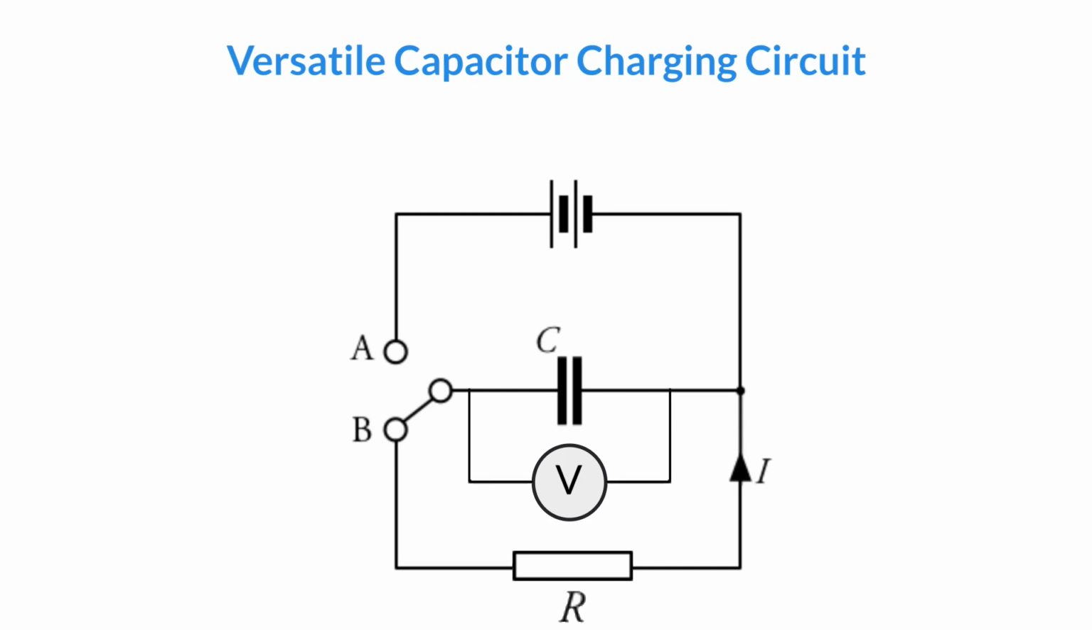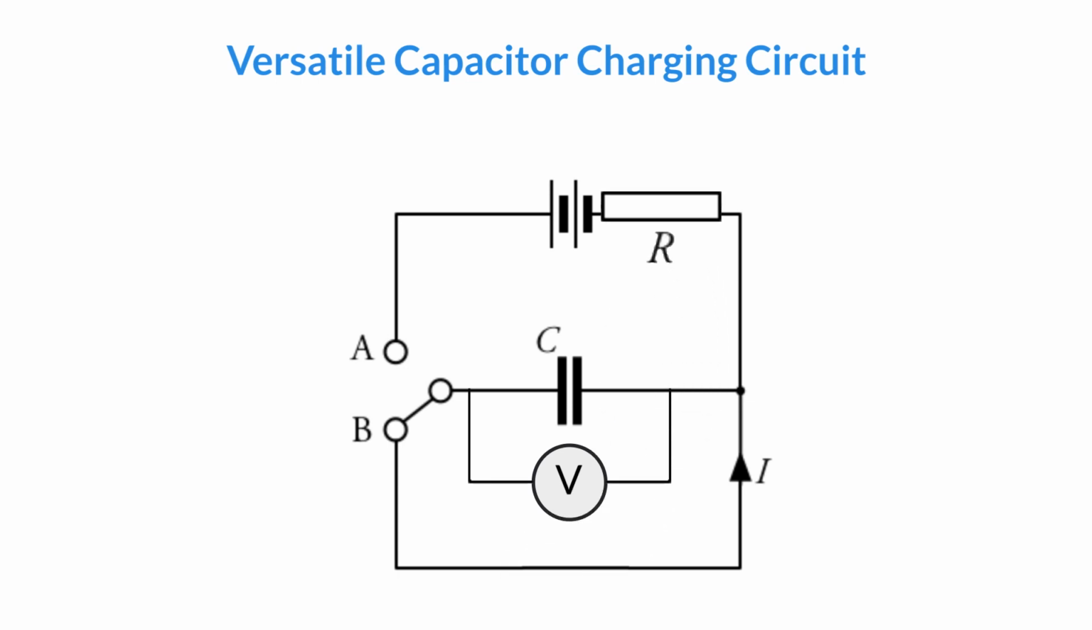And so whichever side you've got it on, for this, for example, we'll have slow charging in position A and rapid discharging in position B. If we move it to here, then we're going to have rapid charging in position A and slow discharging in position B.